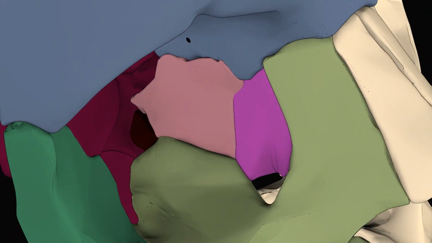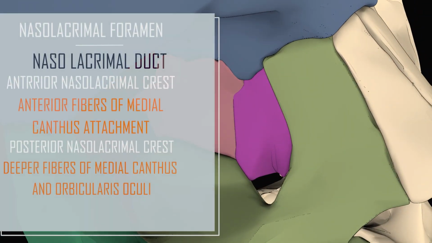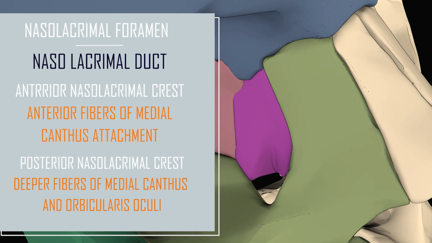Nasolacrimal foramen is present at the inferomedial wall of the orbit. It contains the nasolacrimal duct. There is an anterior lacrimal crest anterior to the canal, which serves as attachment of the anterior fibers of medial canthus. Deeper fibers along with orbicularis oculi are attached to the smaller posterior lacrimal crest.